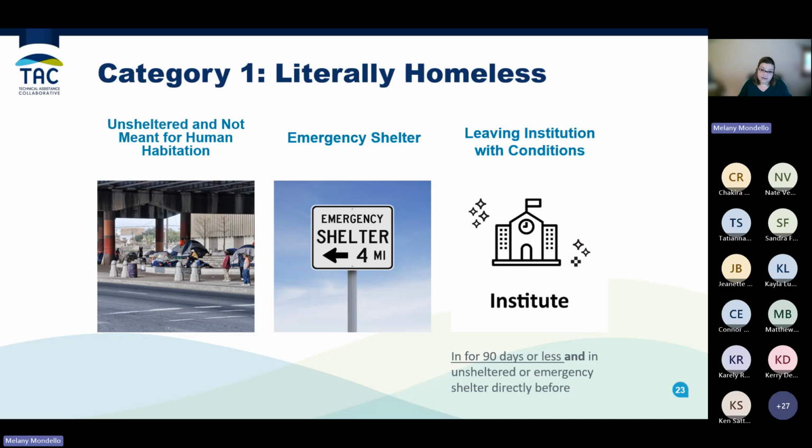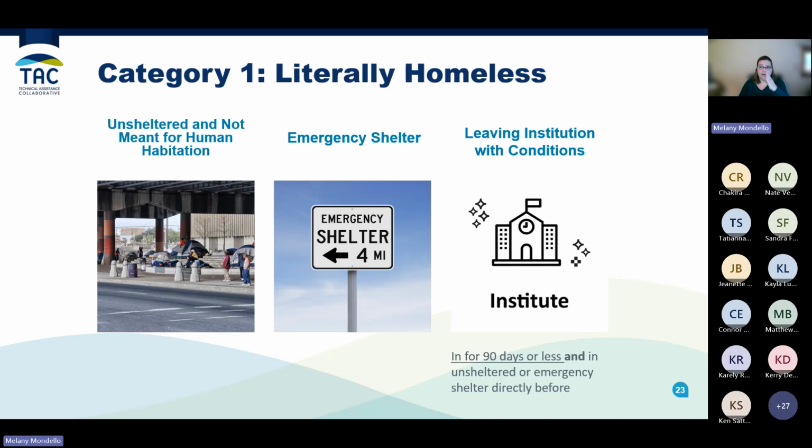And within a limited scope, people leaving institutions are also part of the literally homeless category if, this is a big if, they were there for 90 days or less in the institution, and they were unsheltered or in emergency shelter right before they came in. And that's really important to know that nuance, because to admit someone who's coming from an institution, you're going to have a higher documentation burden, right?